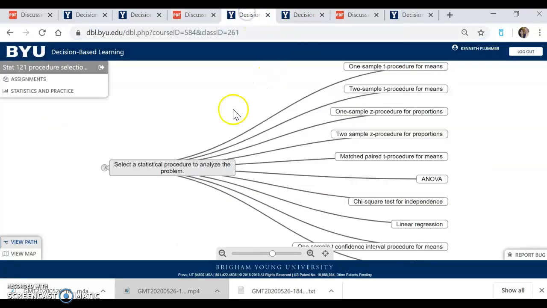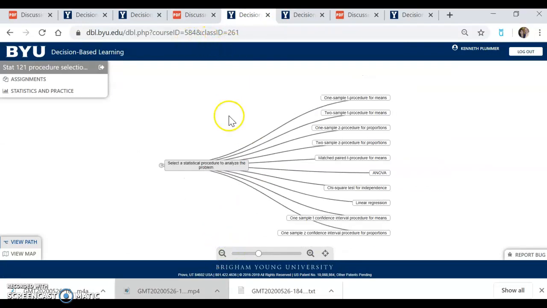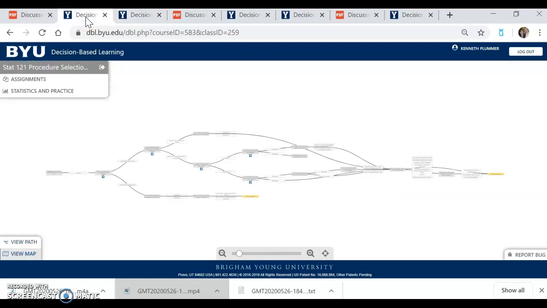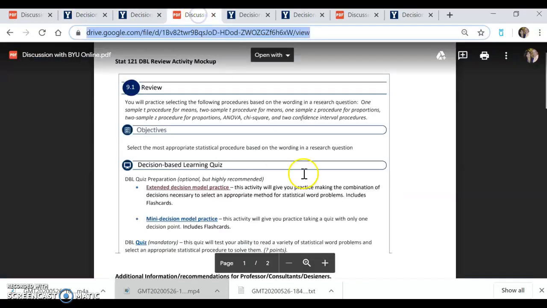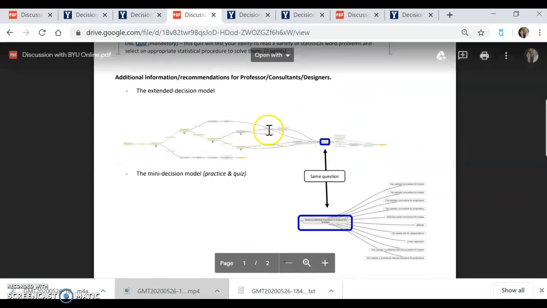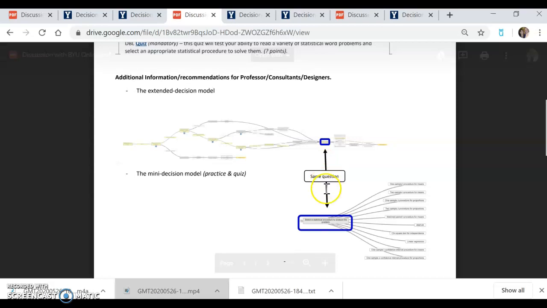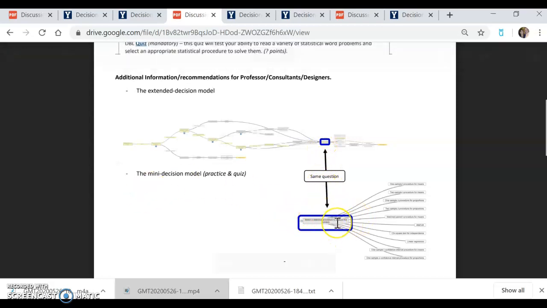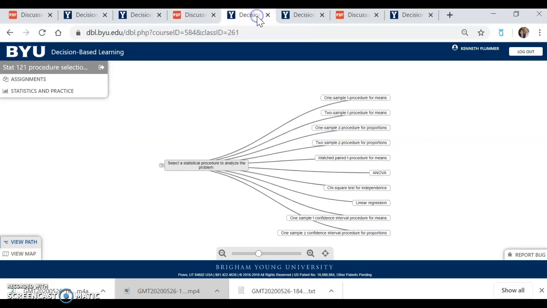So here is this decision model, which is a collapsed version of this model right here. In fact, I think in this PDF, I'll show you that here's the extended model, but this is the same question right here when they're using the mini model. It's just really one question. We do have an additional question after match pairs that separates it into the 3 types of match pairs, but essentially this is it right here. This is the decision point.